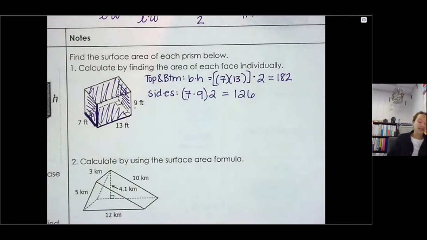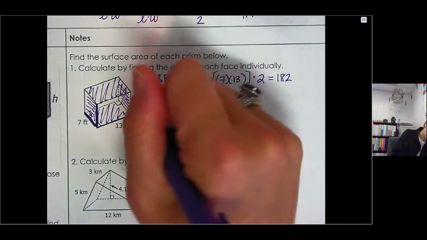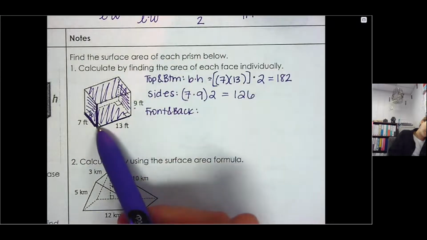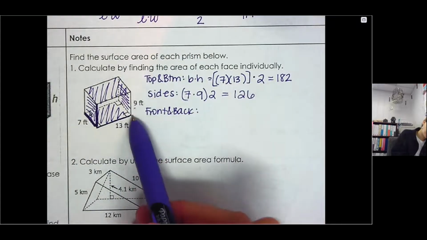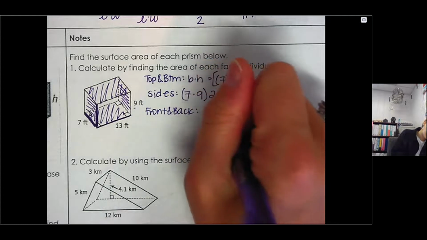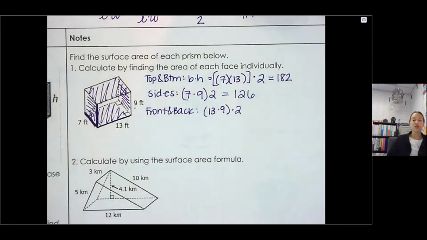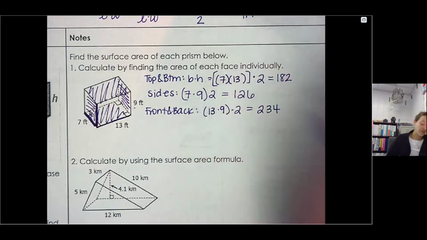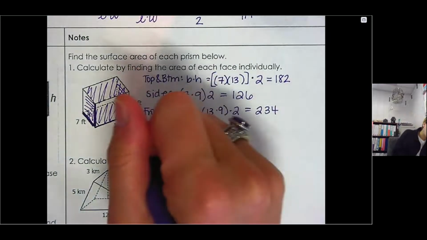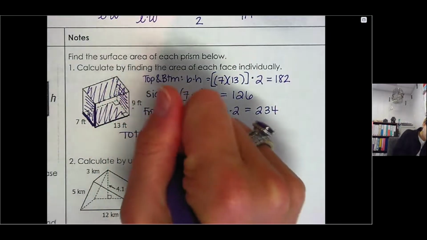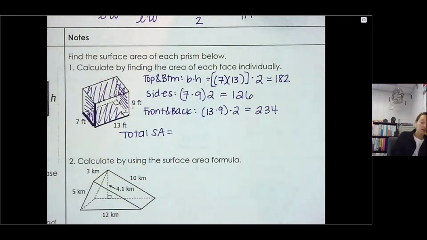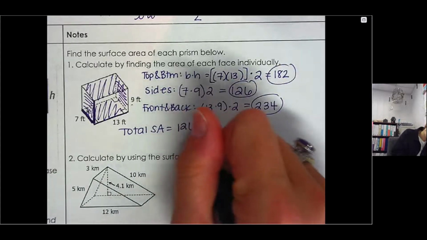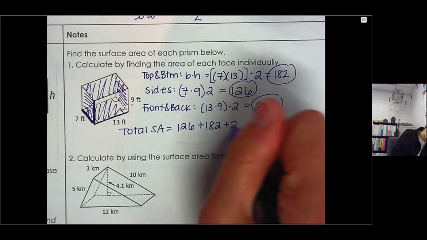And then the last one is front and back. The base of the front is 13, the height of the front is 9, so it's 13 times 9, and then again multiply it times 2 because there are two, there's a front and a back. That gives me a total of 234. So for total surface area, I add together my three areas here. So I'm going to add together 126, 182, and 234.